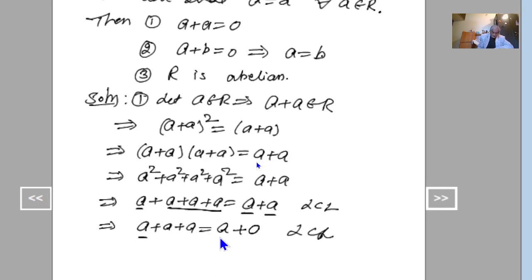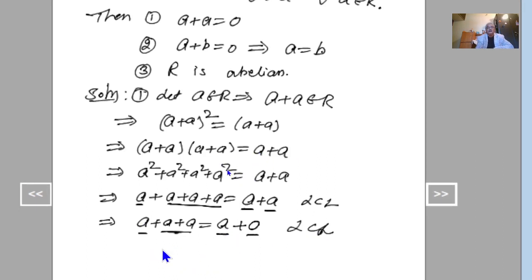Treating this A as the first element and the rest as the second element. Here this is the first element, this is the second element. By the left cancellation law, we can cancel the element on the left, so A I can remove here. Removing A and A, we get A plus A is equal to 0. This is what we have to prove. So we have proved that A plus A equals 0.